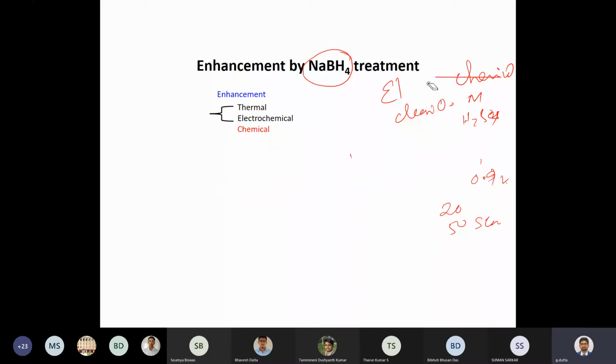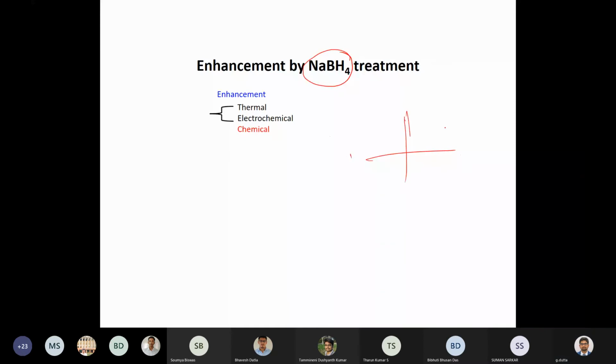So that's what people are doing. Before using the sodium borohydride, they dip the surface in a sodium borohydride solution. Then you will get the highest activity of your surface. But another thing: not all materials can be activated by sodium borohydride.